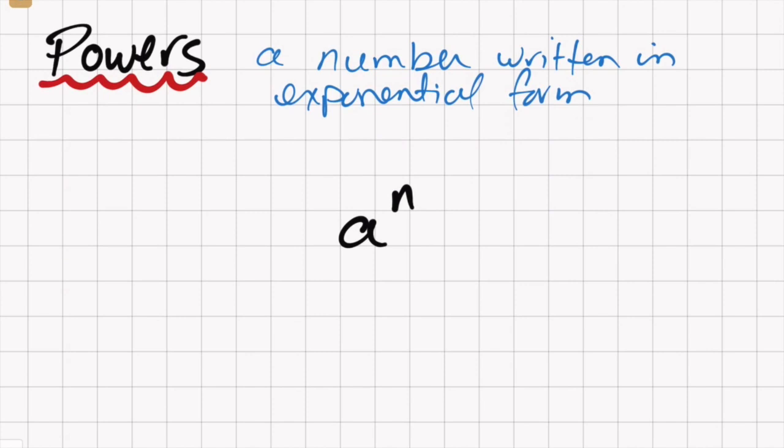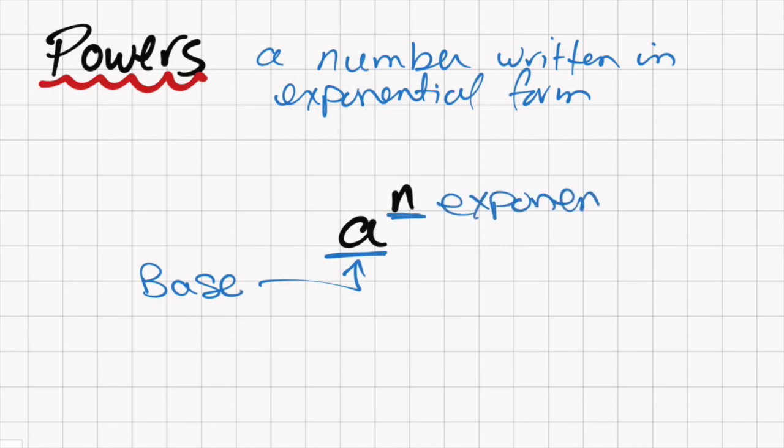Okay, so let's apply this to power. Remember that a power is a number that's written in exponential form. It consists of a base, which is the larger number on the bottom, and this is raised to an exponent, a number up here on the top. These two things are called the base and the exponent, and the entire thing is called a power.